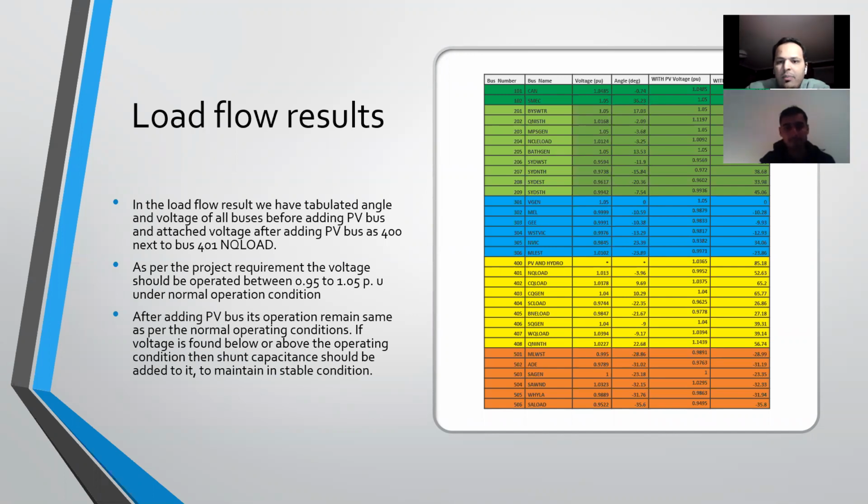So we have added the PV onto bus 401 in the case data. You can see there is a 401 NQ load, and in the first case we haven't added anything, so the load and the voltage will be zero here. Then with PV and the hydro, we have added the hydro connected to the 401 NQ load. You can see the voltage of the hydro and the PV here, which is nominal for operating condition, between 0.95 and 1.05.